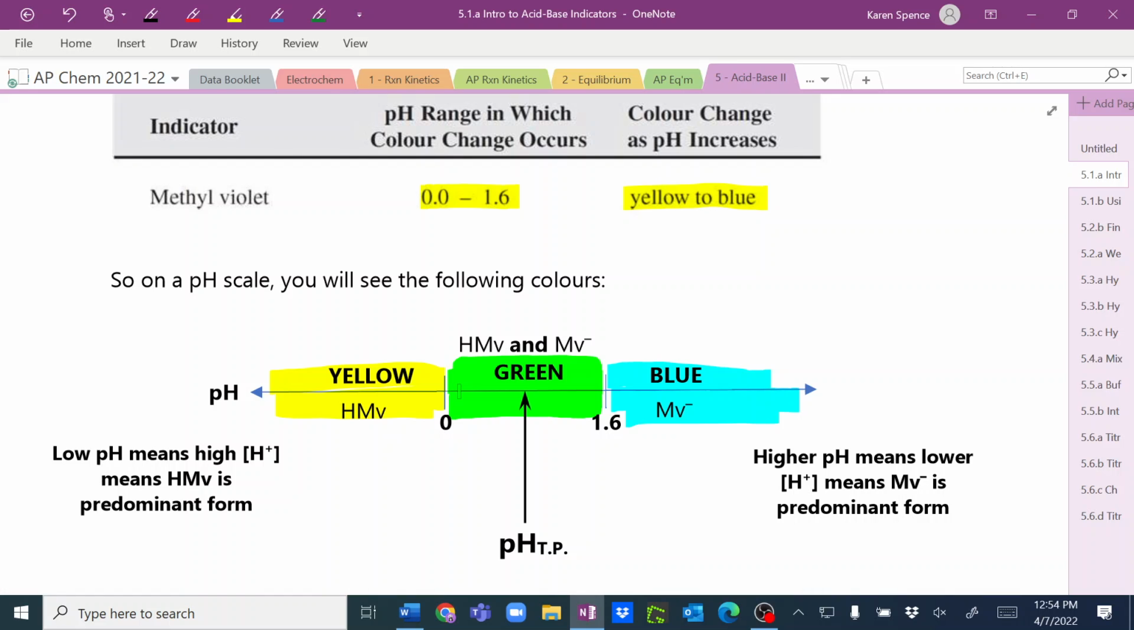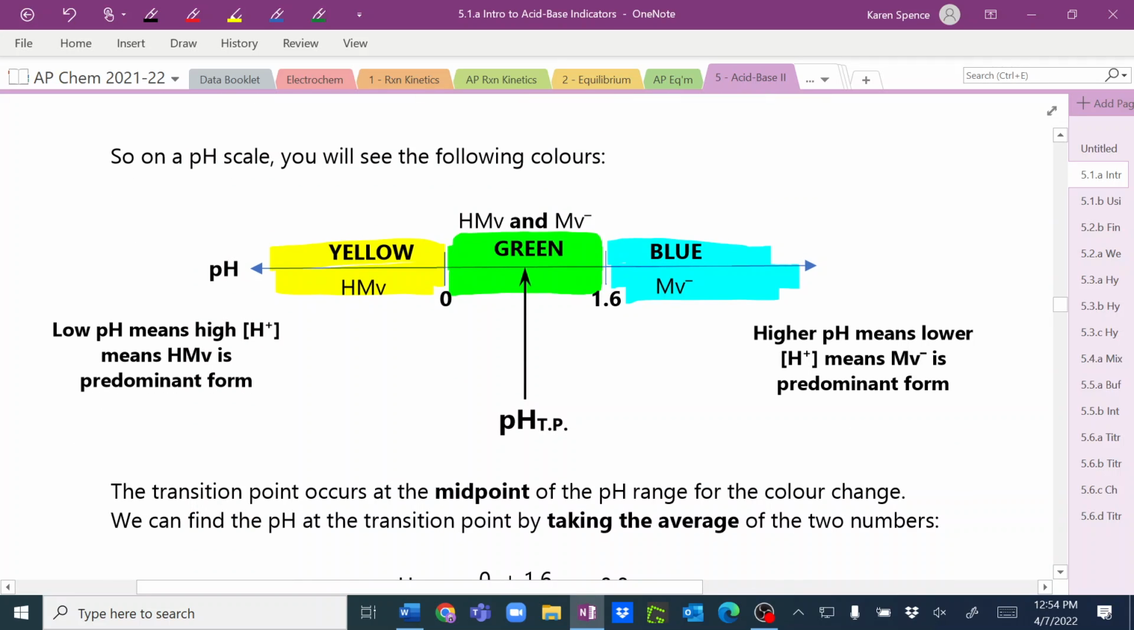I am never going to give you something like, what is the color at pH 0? And you're going to be like, oh my God, is it green or is it yellow? I'm not going to do that to you. Yes, that just sounds ridiculous. Okay, so don't worry about it. You're either going to be below 0 or above 0 or below 1.6 or above 1.6. It's not going to be in those little gray areas, or I guess I mean lime green areas.